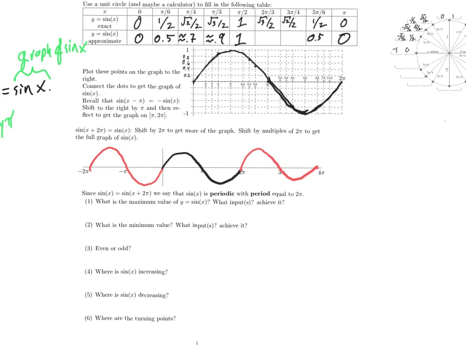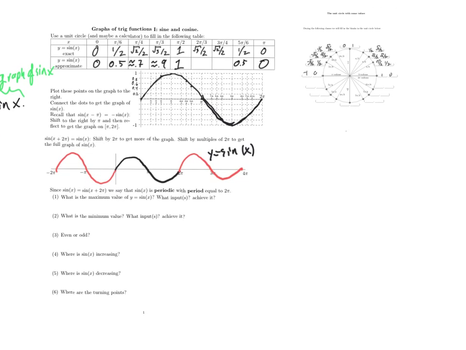And this gives us the graph of sine of x. So this apparently is what the graph of y equals sine of x looks like. And let's check that by in fact having a machine do the same thing. So let's do that really quickly.